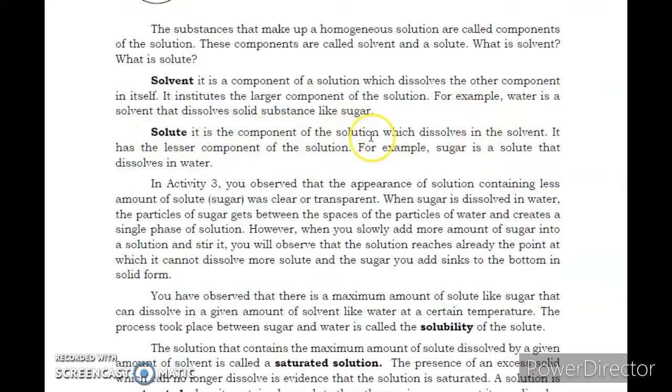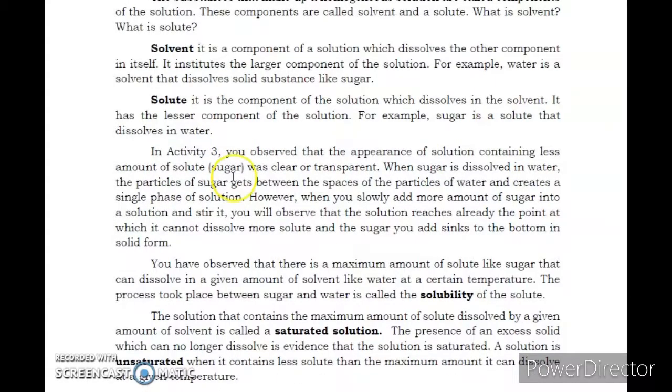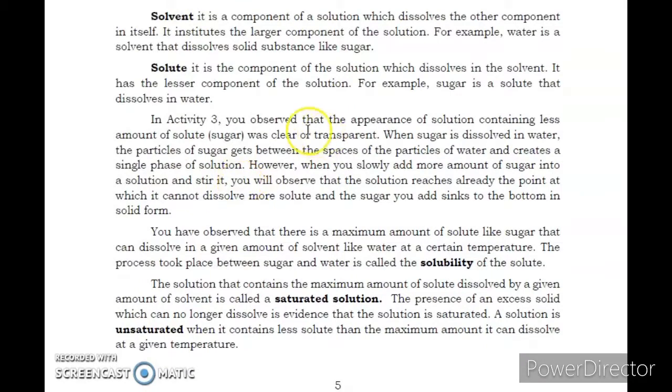Solute, it is the component of the solution which dissolves in the solvent. It has the lesser component of the solution. So for example, sugar is a solute that dissolves in water. Okay, dun sa experiment natin sa activity number 3, so you observe that the appearance of solution containing less amount of solute or sugar was clear or transparent. So when sugar is dissolved in water, the particles of sugar get between the spaces of the particles of water and create a single phase of solution. So meaning completely natunaw siya.